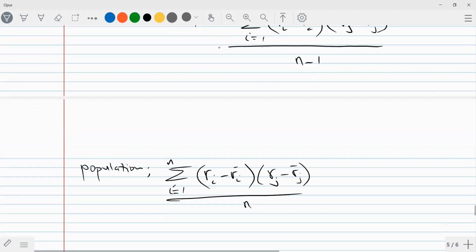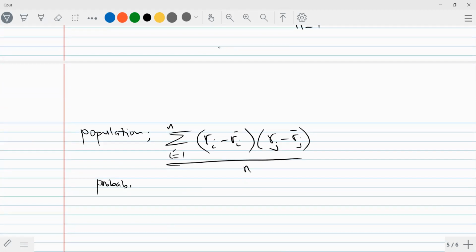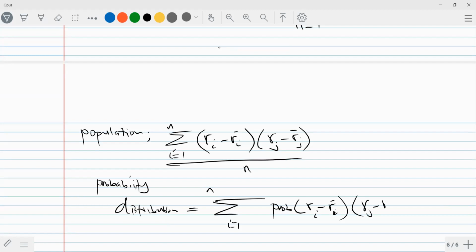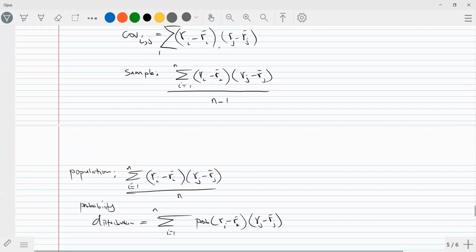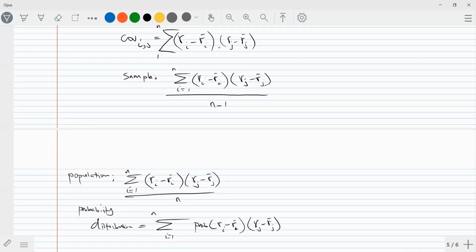By extension, if it is from a probability distribution, then the covariance will be equal to the sum from the first data set to the nth data set of the probability multiplied by the return of I minus the mean return of I, multiplied by the return of J minus the mean return of J. That's how we get the covariance from a sample, from a population, or in case we're dealing with a probability distribution. I hope it's all clear.